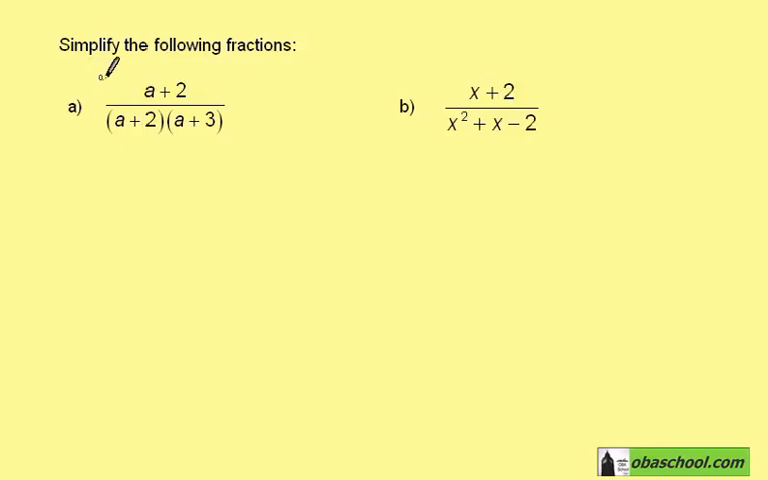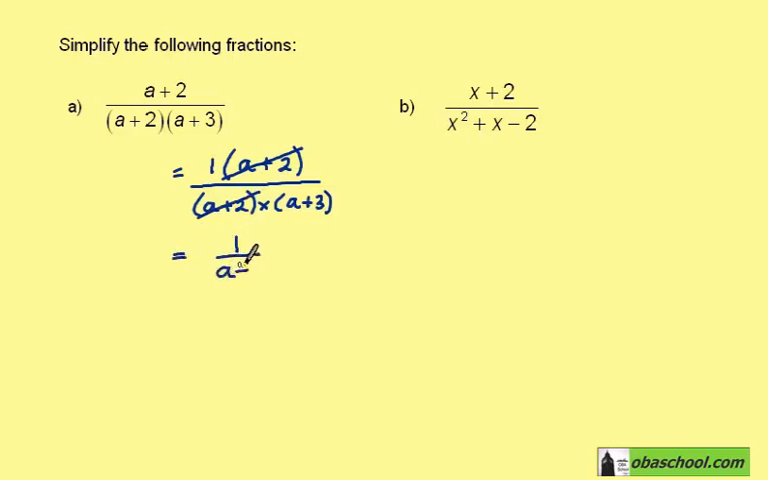We want to simplify the following fractions. We have a plus 2 over a plus 2 times a plus 3. The a plus 2 on the top can be looked at as 1 times a plus 2. On the bottom, we have a plus 2 multiplied by a plus 3. Since these brackets are multiplied, we can cancel the a plus 2's, leaving us with 1 over a plus 3.